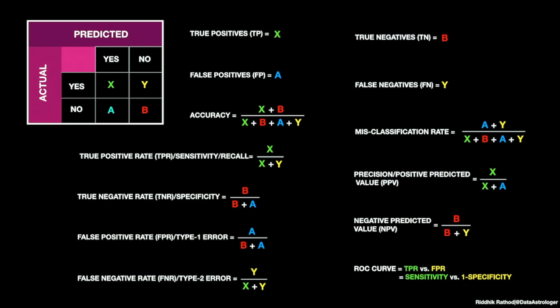Before closing, I just want to mention that in the ROC curve we plot the true positive rate versus false positive rate, or sensitivity versus 1 minus specificity, where 1 minus specificity is used for deriving the false positive rate using specificity.